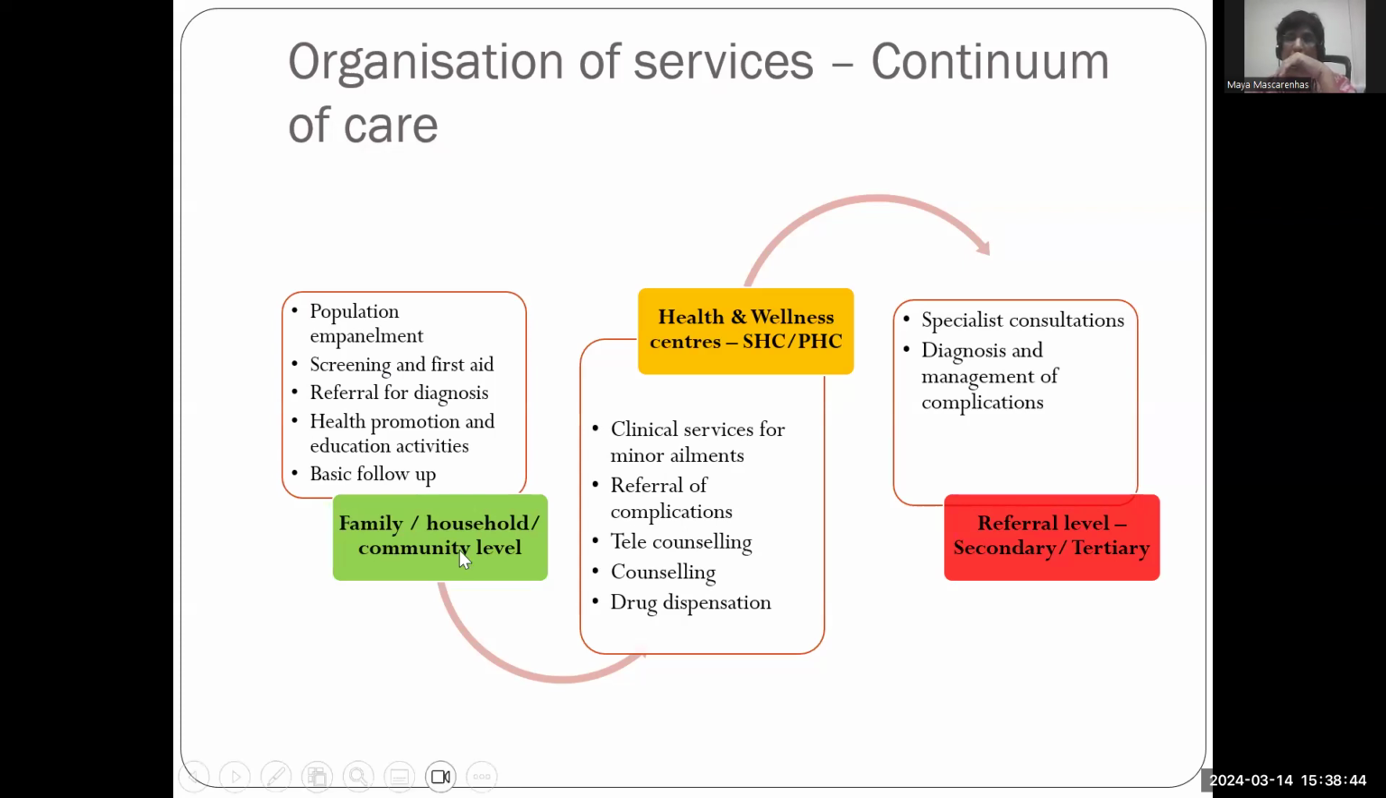And if they have to give any simple drugs, at the sub-center and the PHC level, they can give these drugs. Now, those who are further referred up have to go to the referral level. This is at the CHC level or the district level, much higher. Here the specialist will see them. The specialist may have to diagnose and manage some complications. So you must understand this first.